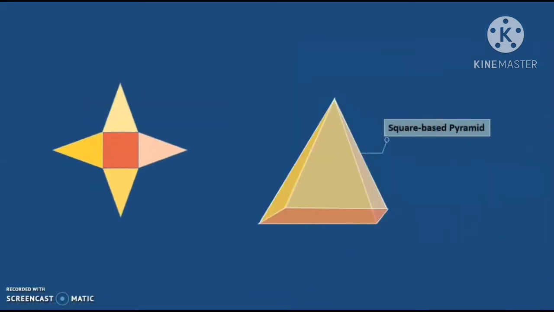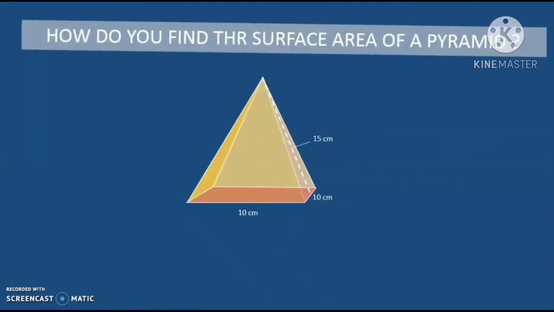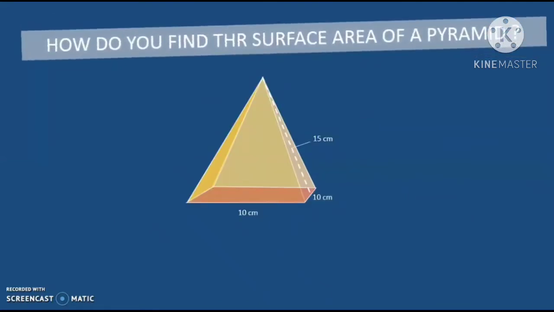Here is a square base pyramid. Let us first identify what we call the parts of this pyramid so that we can refer back to them. We call the bottom of this pyramid the base, and the rest of the surface the lateral faces. So, how do you find the surface area of a pyramid?